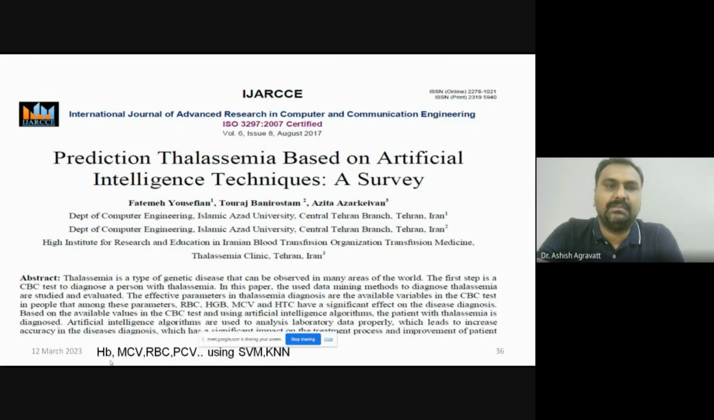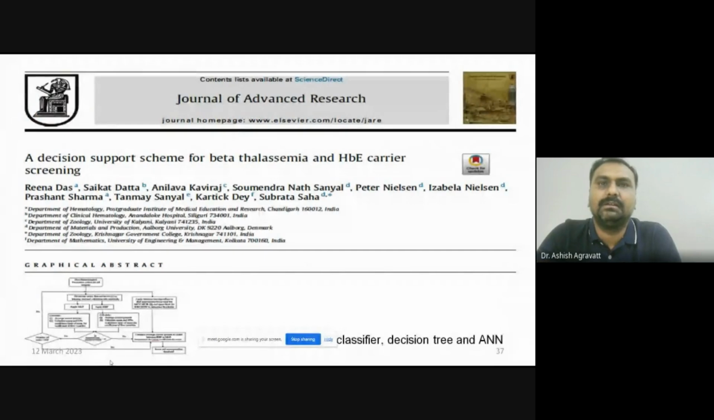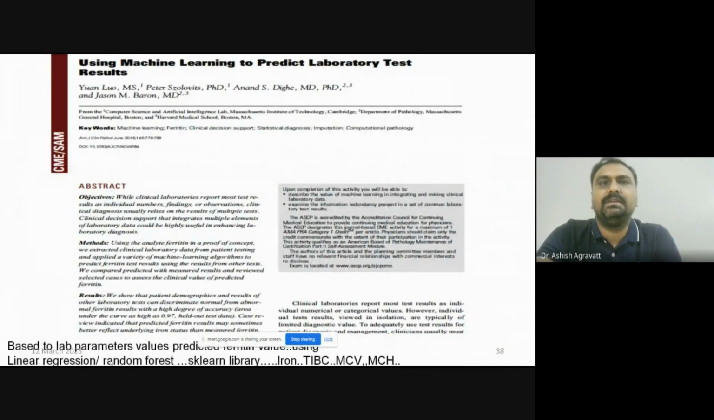Based on the hemoglobin, MCV, RBC, and PCV, they used a support vector machine and K-nearest neighbor algorithm to identify or predict thalassemia based on the CBC parameters. Here is another article regarding a disease and support scheme for beta thalassemia in hemoglobin E carriers. They used a Naive Bayes classifier, decision tree, and artificial neural network to identify thalassemia in HbE carriers.